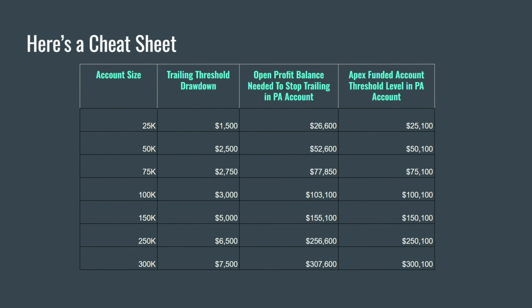So if you want a little bit more help with this, here is a cheat sheet that I created with all of the account sizes and balances at a glance. It includes the account sizes, the trailing threshold drawdown, the open profit peak balance you need to stop your PA or funded account from trailing, and your Apex funded account threshold level in your PA or funded account.